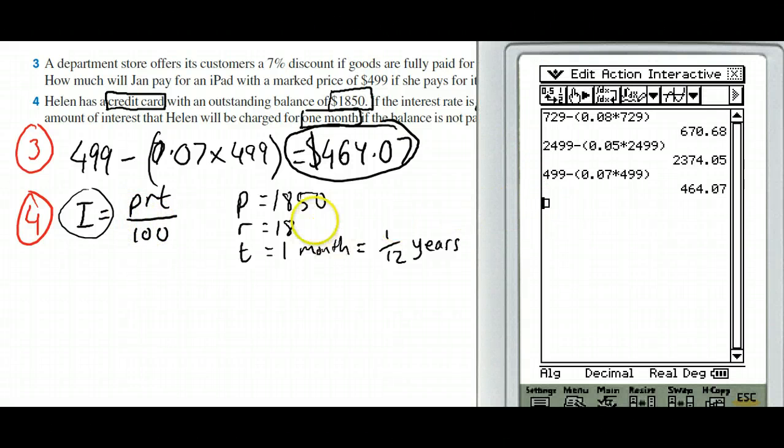Okay, let's put those values into this equation in the calculator. So P is 1850. We multiply that by R, which is 18, and we multiply that by 1/12, which we'll put in brackets. Multiply all that together and then we've got to divide that by 100, and we get 27.75 is the amount of interest.